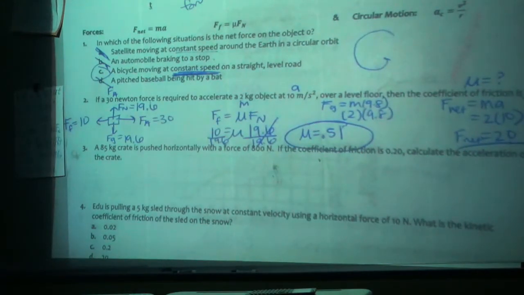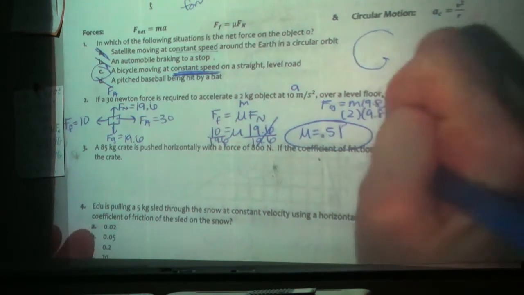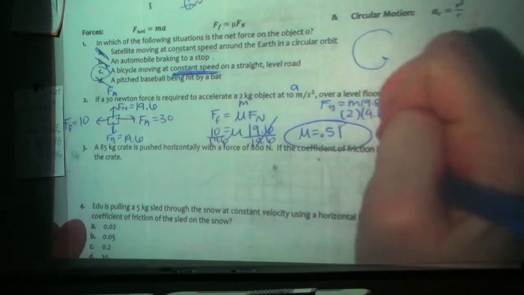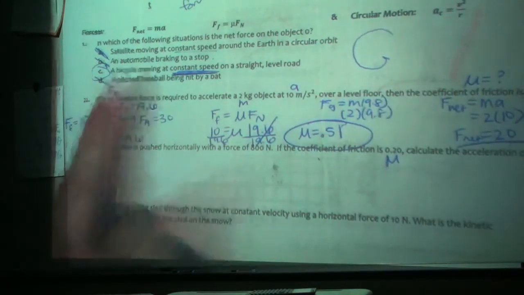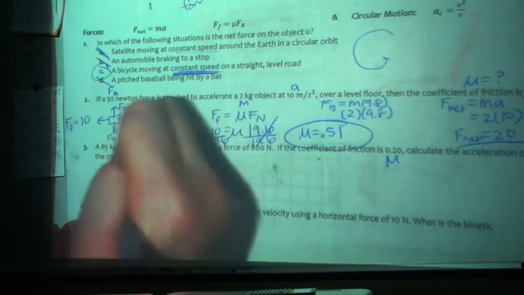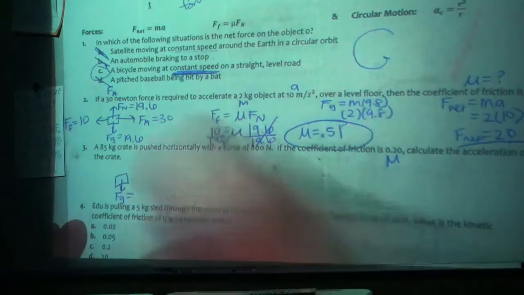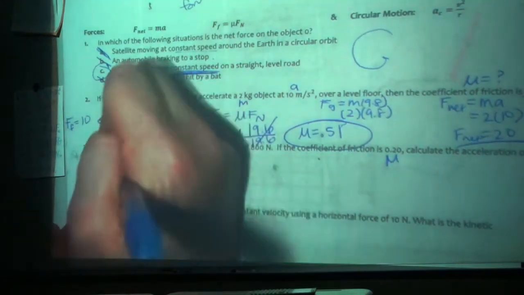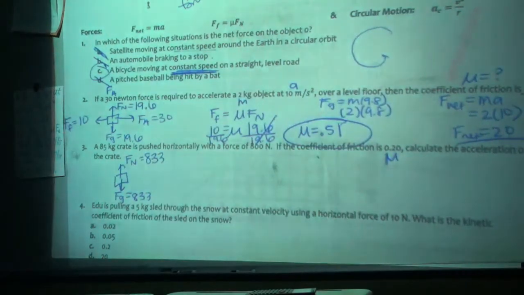Number 3, so an 85 kilogram crate is being pushed horizontally with a force of 80 newtons. We are given the coefficient of friction and we are looking for acceleration. So super similar to number 2, except for what we've been given and what we're finding are switched here. So I still have the mass, finding force of gravity the same way, 85 times 9.8. That gives me a force of gravity of 833.